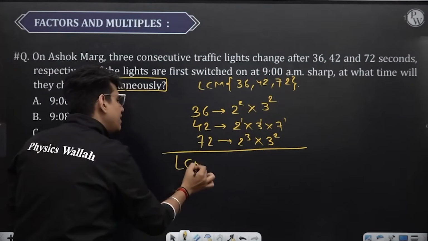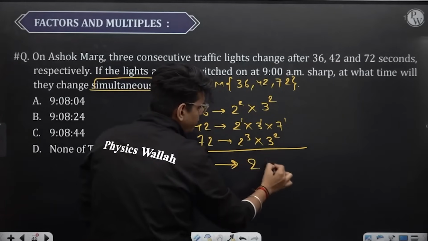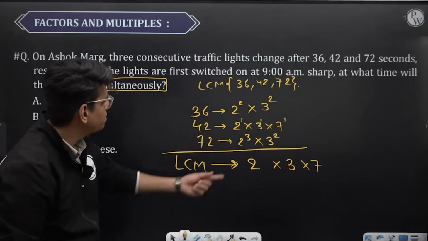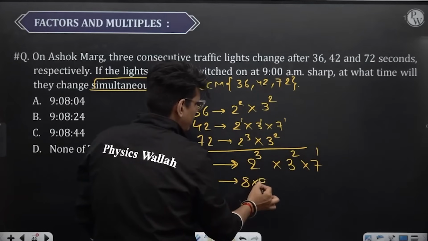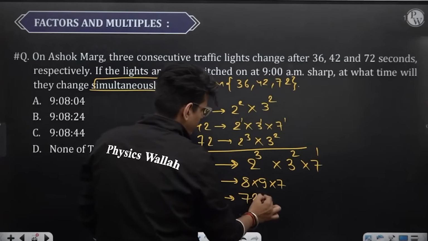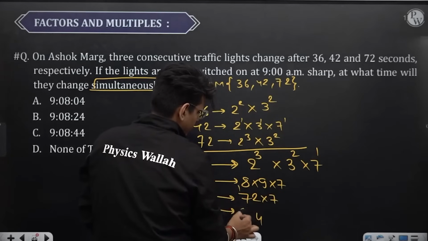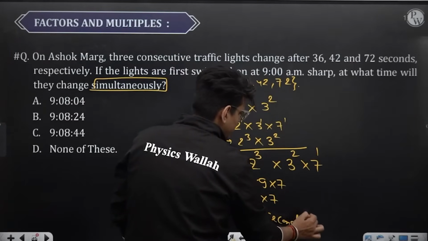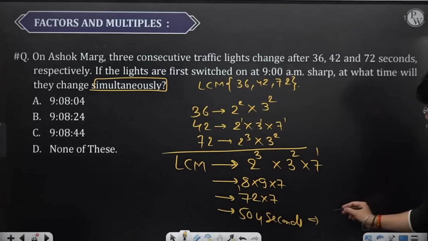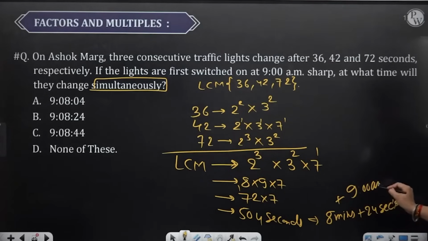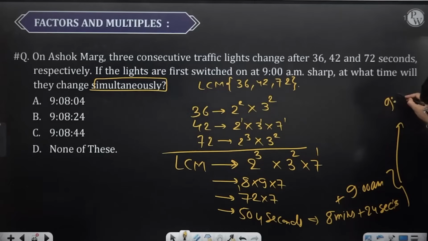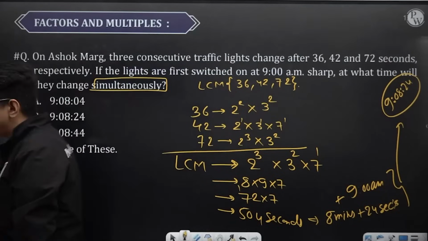How to calculate the LCM? In LCM we have to take all the factors 2, 3 and 7 and their maximum powers. So maximum power of 2 is 3, maximum power of 3 is 2 and this is 1. So this is 8 into 9 into 7, that is 72 into 7, 504 seconds, which when I divide by 60, I will get 8 minutes 24 seconds. Plus this with the 9 a.m., so with this you will get 9:08:24. After 8 minutes and 24 seconds, they will change simultaneously.